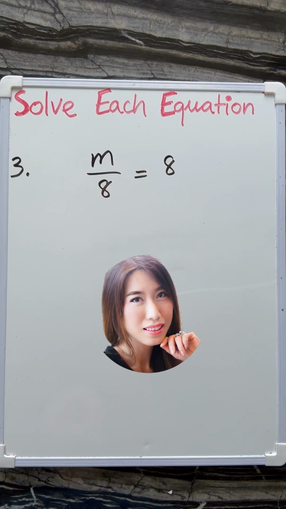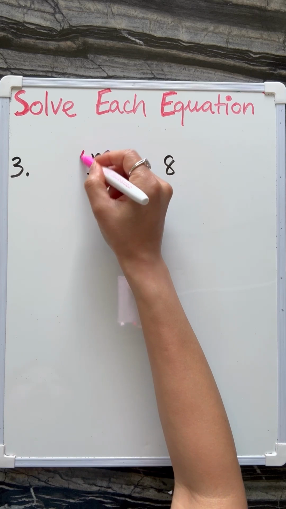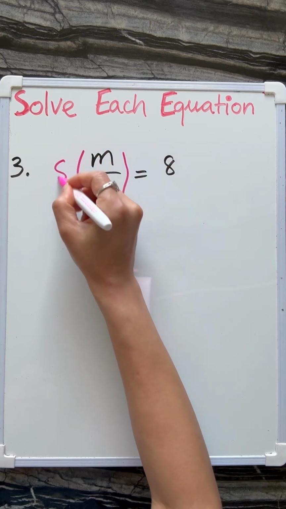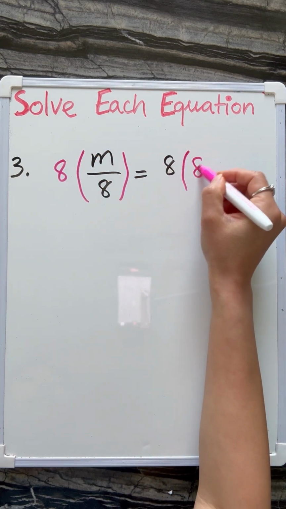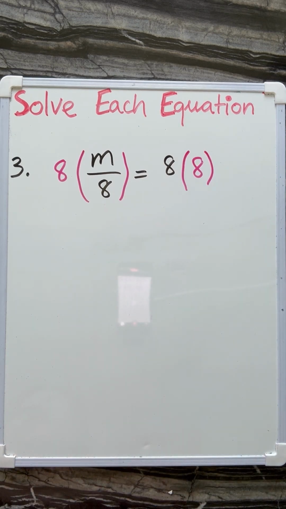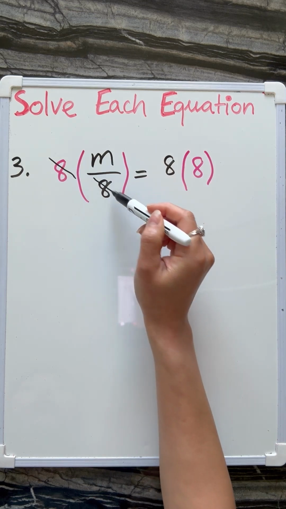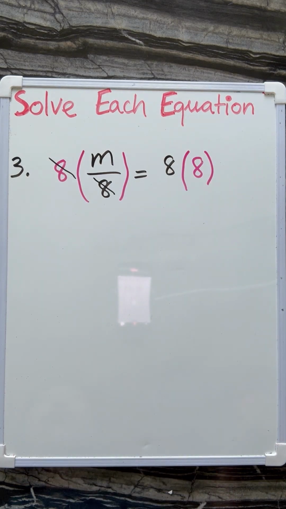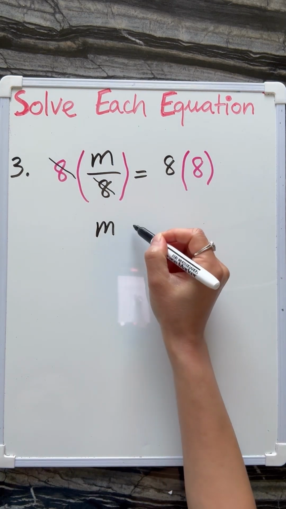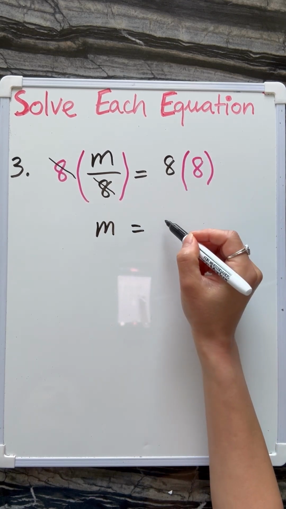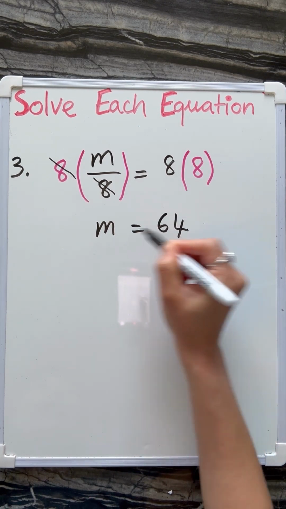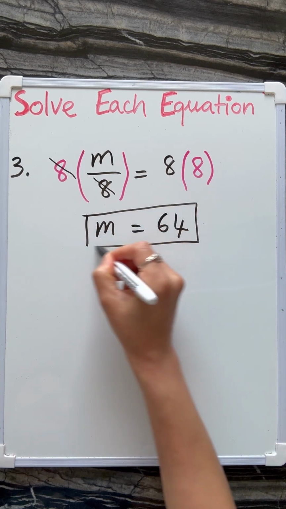Our third equation is m divided by 8 equals 8. We want to solve for m, so multiply both sides by 8. Since 8 divided by 8 equals 1, we are left with just m equals 8 times 8, which is 64. And that is our answer.